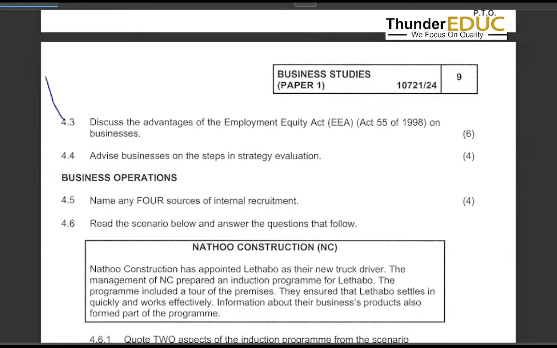So, okay, right. So now we are saying that it impacts positively on Black economic empowerment ratings for business.